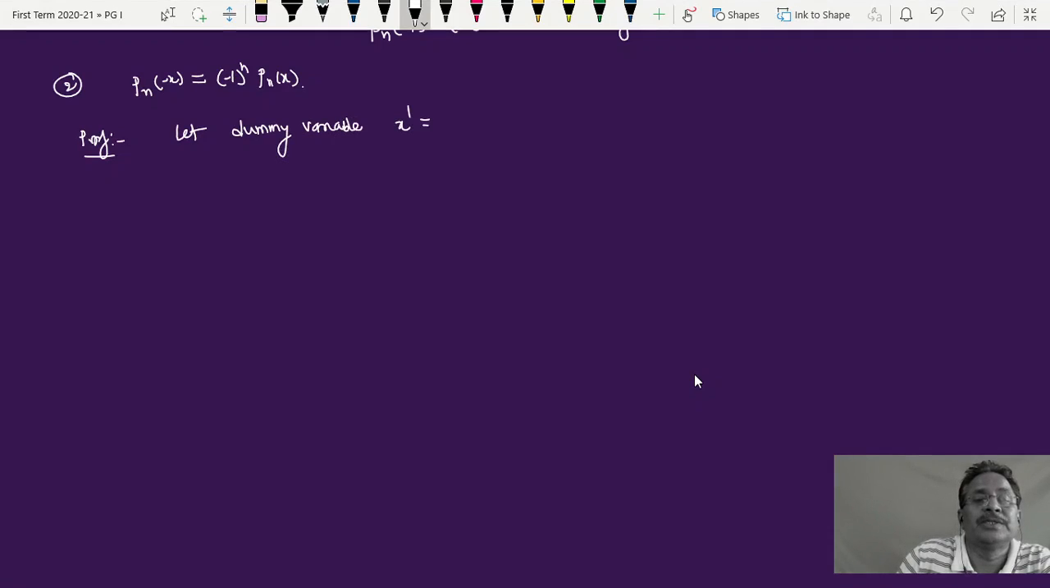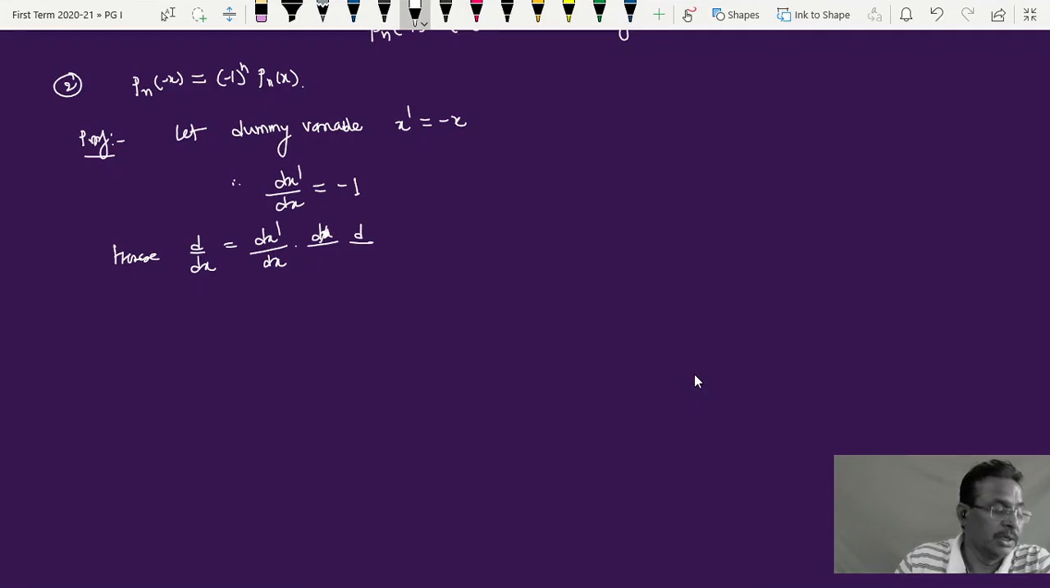Let's put x prime is equal to minus x. Therefore its differential dx prime upon dx is equal to minus 1. Hence d by dx can be written as dx prime upon dx, we can rearrange this, into d upon dx prime, change of variable.